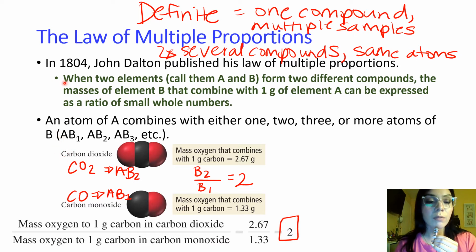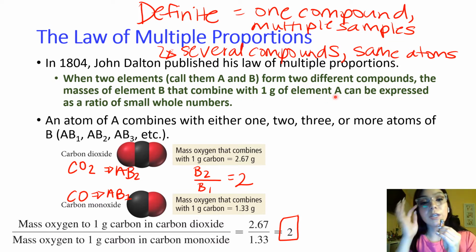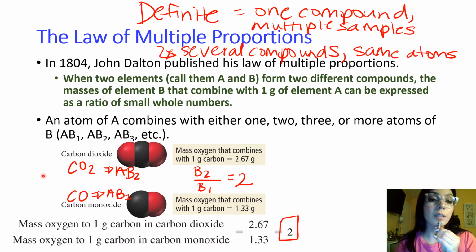For the law of multiple proportions, this states that when we have 2 elements, let's say we're going to call them A and B, when they form 2 different compounds, the masses of element B that combine with 1 gram of A can be expressed as a ratio of small whole numbers. So for example, in this case, we have carbon dioxide, and we can relate this to that general term as AB2, right? For carbon monoxide, we can relate this as AB1, right? They both have carbon and oxygen, they just have different numbers of oxygen in them.